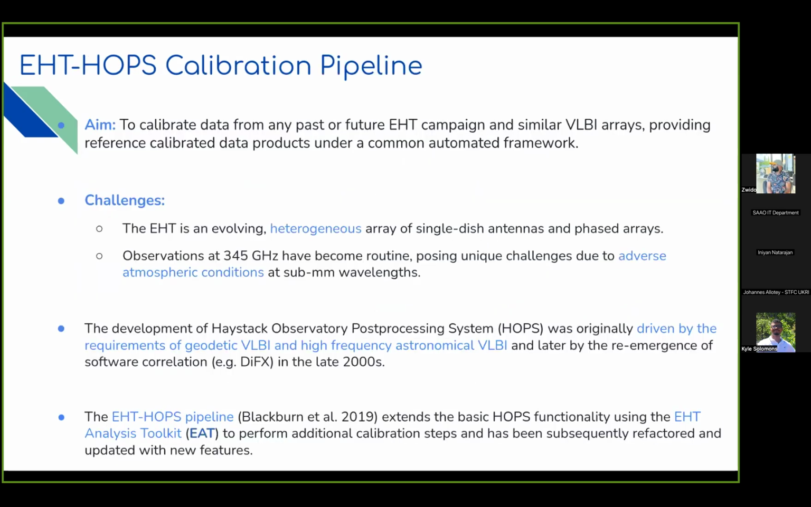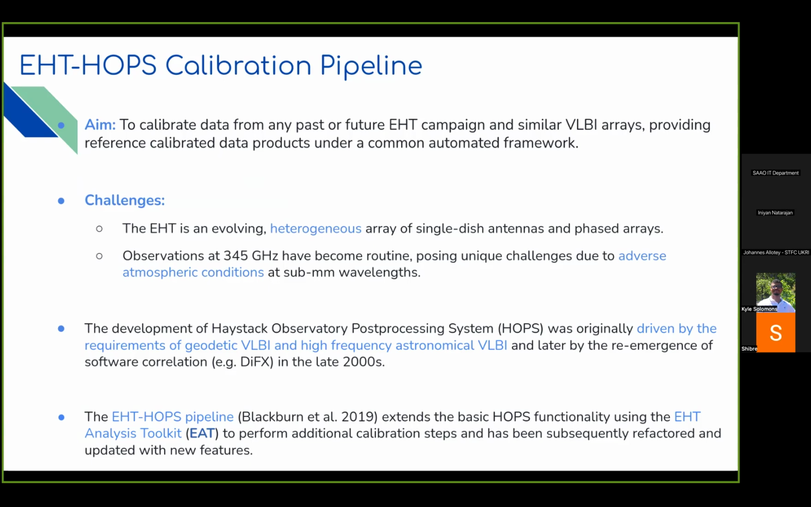The calibration pipeline that I've been working on is called the EHT-HOPS calibration pipeline. HOPS is the Haystack Observatory Post-Processing System. It was originally driven by the requirements of geodesy and high-frequency astronomical VLBI. And in the 2000s, when computers got really fast, software correlation became possible for experiments like these. Software correlators re-emerged about 10 to 15 years ago, and this all enabled the use of HOPS for EHT calibration.